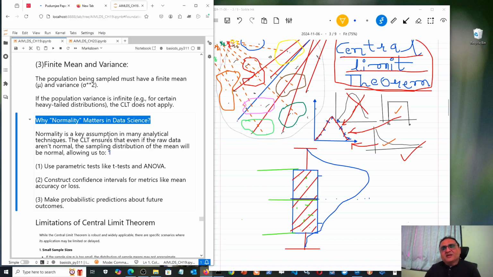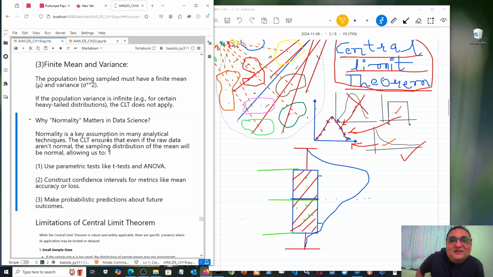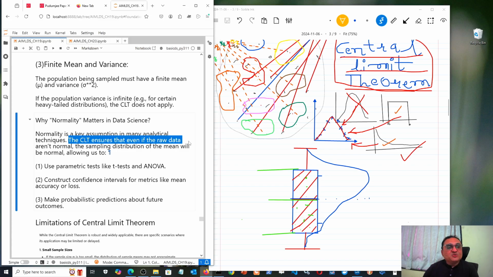Now, one question which may arise in our mind is, what is the need to be so gung ho about that whole thing? Okay, the means are normally distributed, but why? What is the importance of that? Now, this normality of means is the key assumption in many data analytics techniques. So, central limit theorem assumes that even if the raw data is not normal, whatever is the distribution of your raw data, these three or black colored or any other distribution, the sampling distribution of mean will always be normal. This blue color sampling distribution of mean will always be normal.